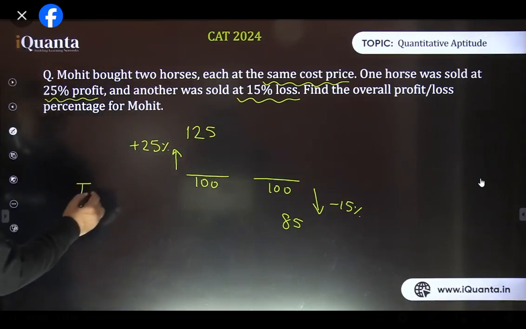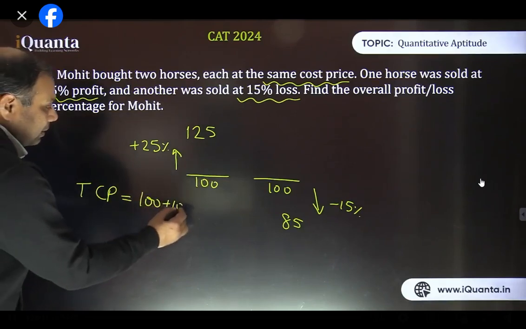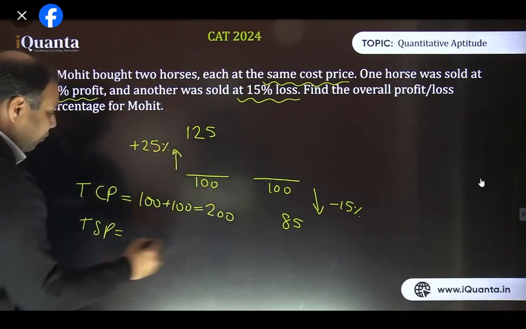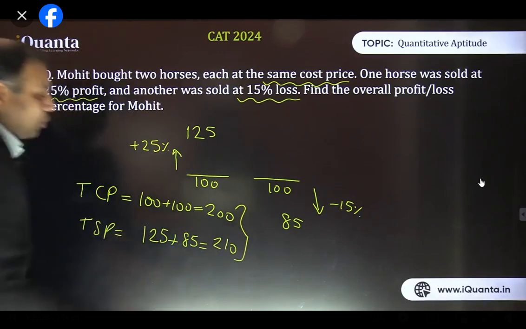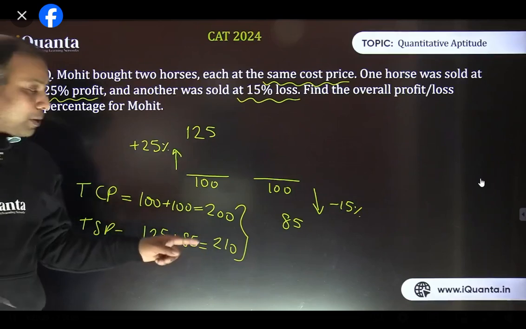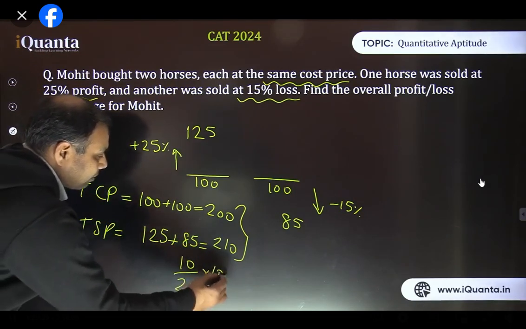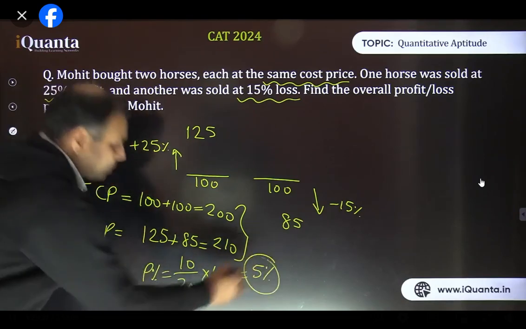So total cost price is 100 plus 100, that is 200, fine. And total selling price is 125 plus 85, it is 210. So of course, it is a profit of 10 rupees. But how much percent? So profit upon CP, that is 10 by 200 in percentage. That is our profit percentage. Fine?